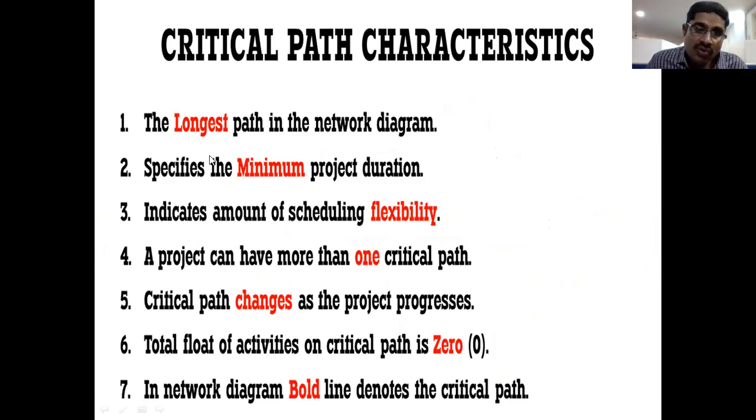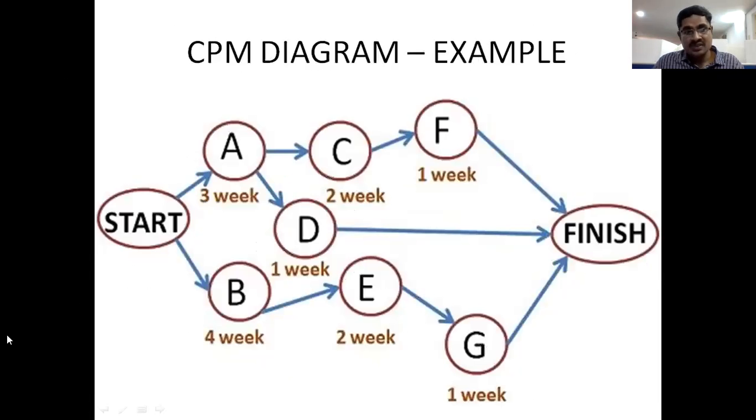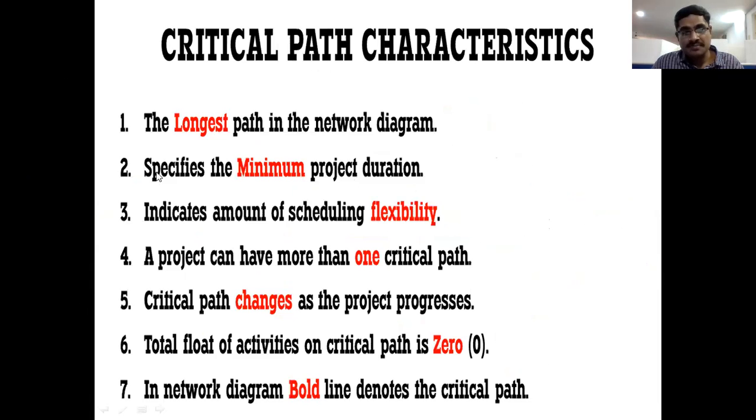So that is the point here. The longest path in the network diagram, the highest and longest duration path, is one of the major characteristics of the critical path method. So this is the longest path. This is the first feature or characteristic of the CPM diagram.